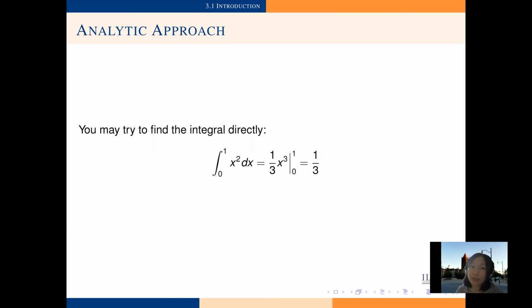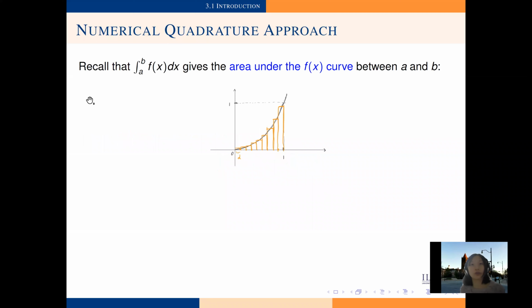So here you are taking an analytic approach where you try to directly find the integral using calculus and calculate its exact result. Or you might try to find this numerically.